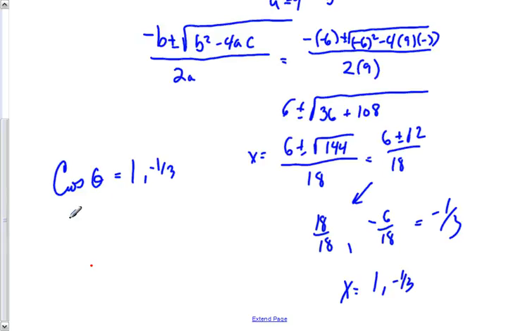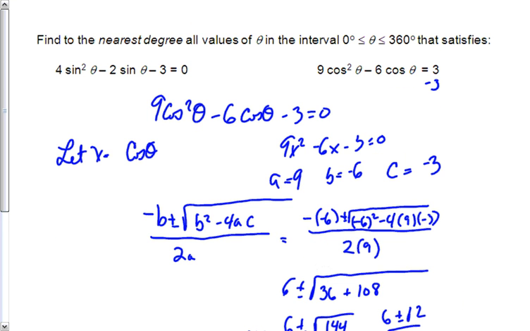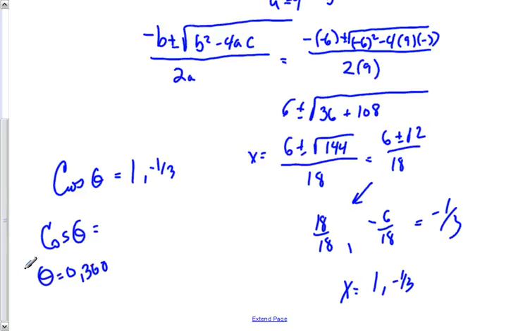For 1, cosine of theta equals 1 at the beginning of our cosine curve, so when theta equals 0. The next time it returns to 1 is 360. If we look, was our range between 0 and 360? It included both endpoints, so both of them are there. So that one's our first problem.